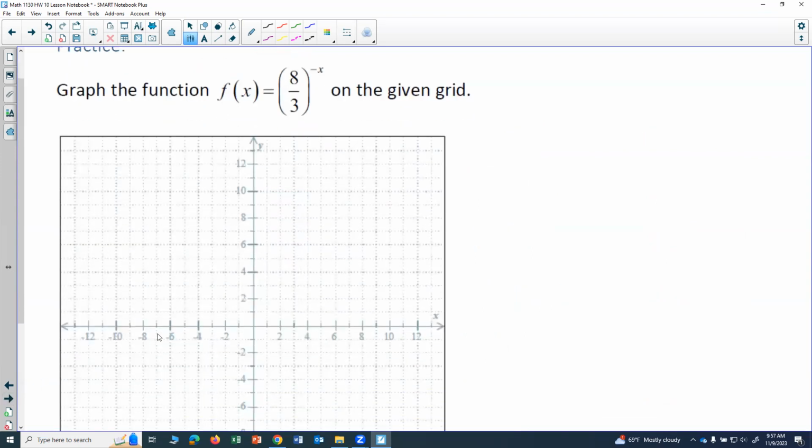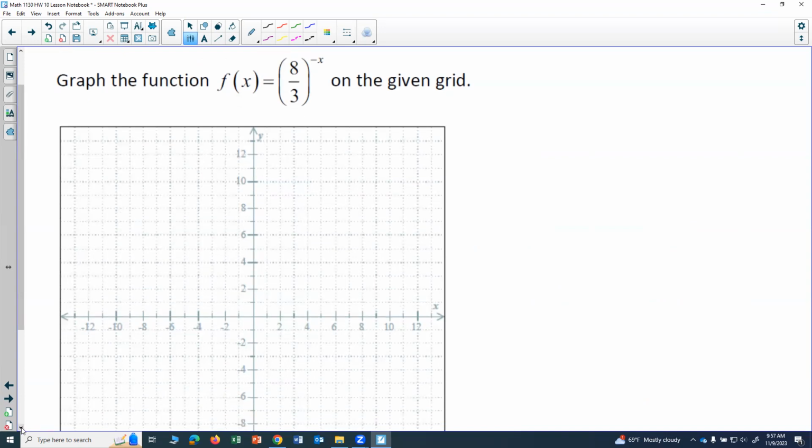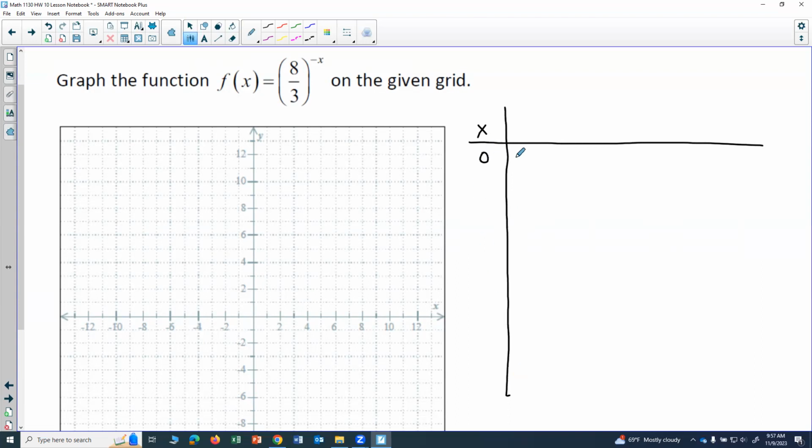So we want to graph the function f of x equals 8/3 to the -x on this grid. So what I want to do is I want to find some ordered pairs. So I'm going to pick some x values. So I'm going to go ahead and make the table for myself. So let's say I pick 0 first. I'm going to use the equation y equals 8/3 to the -x.